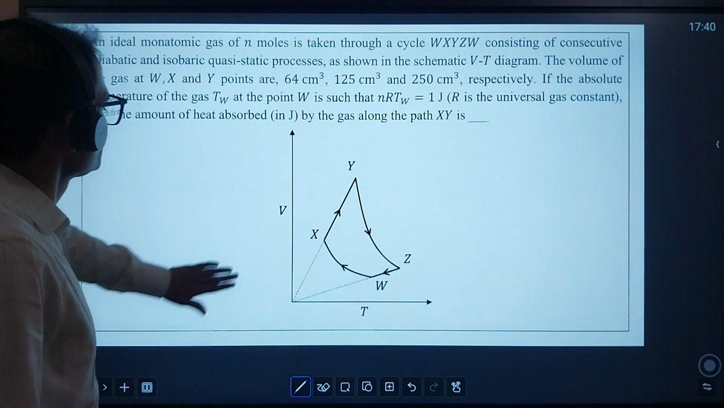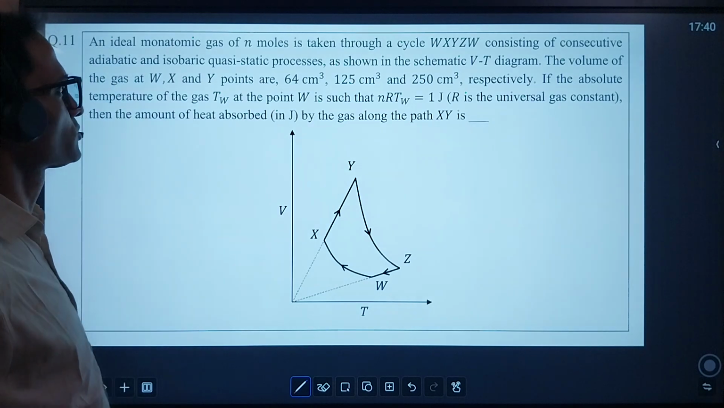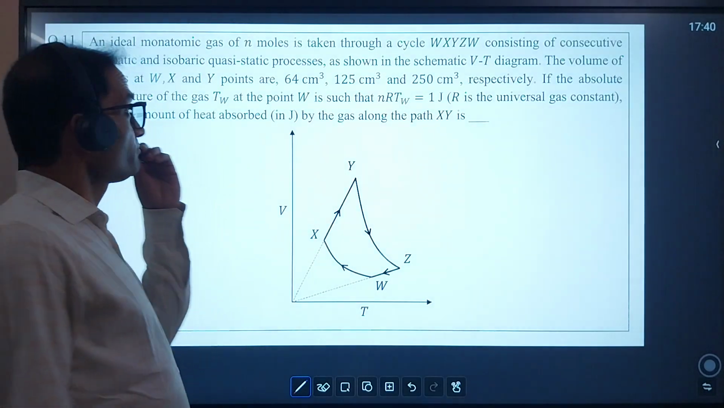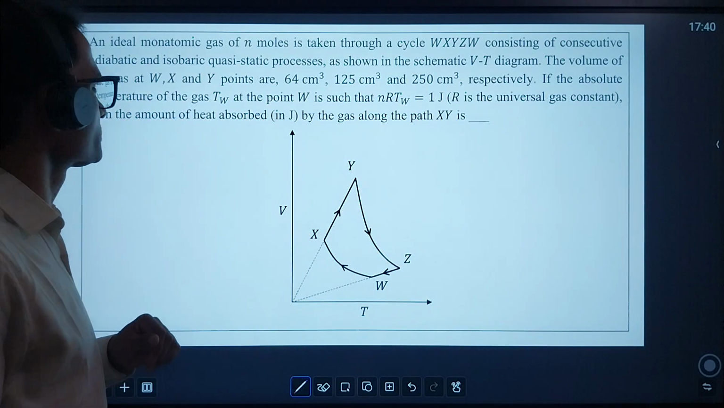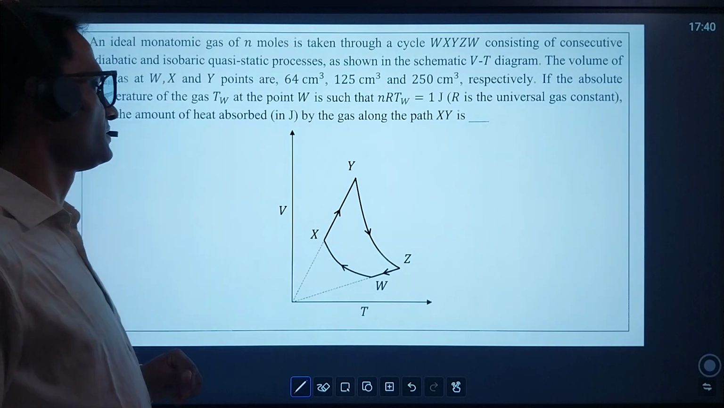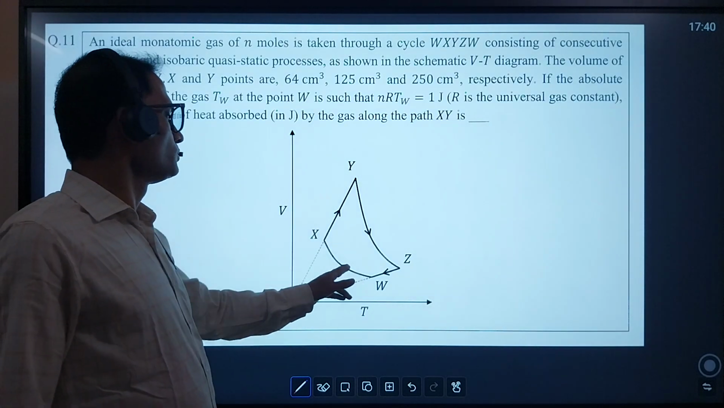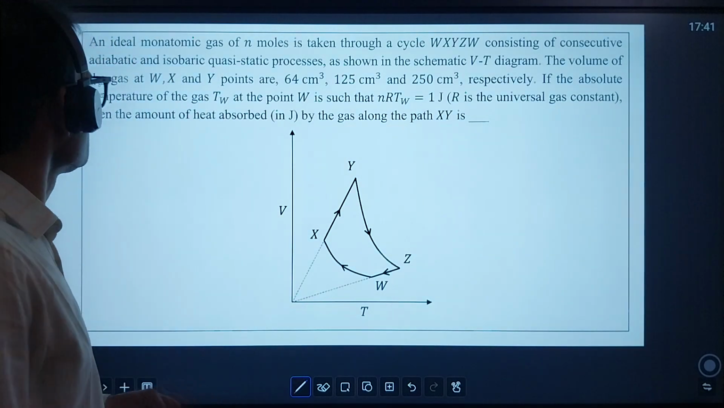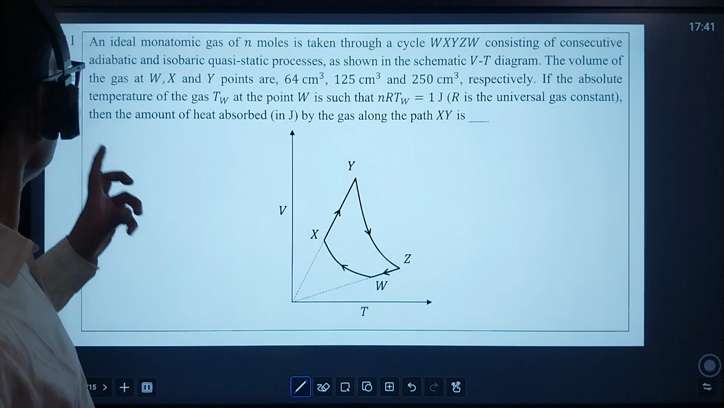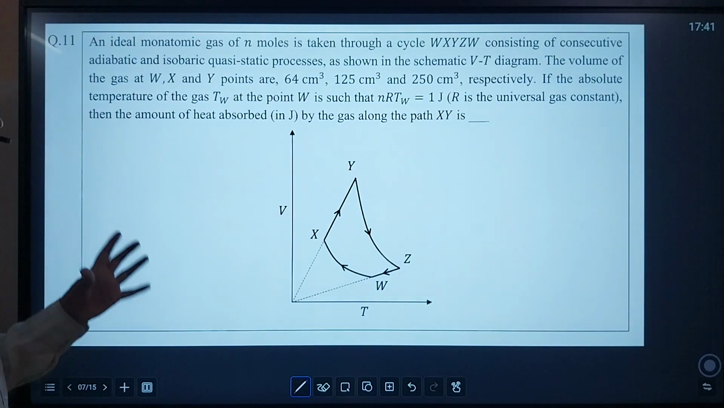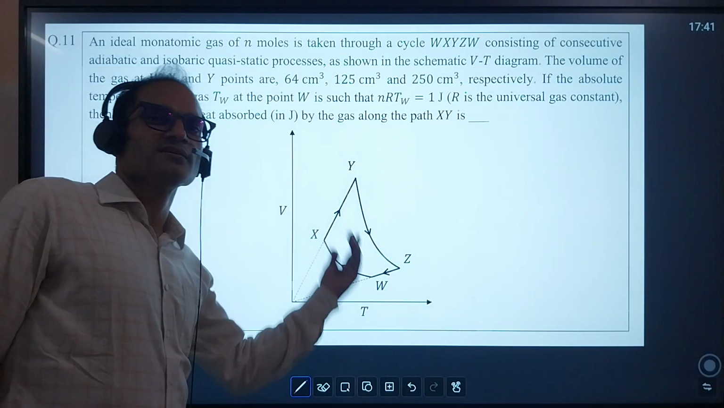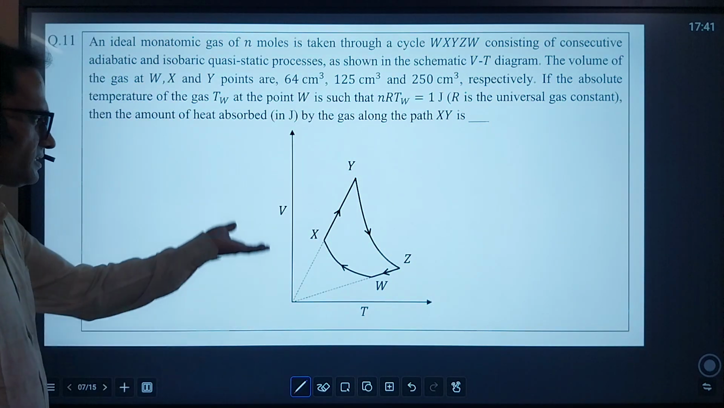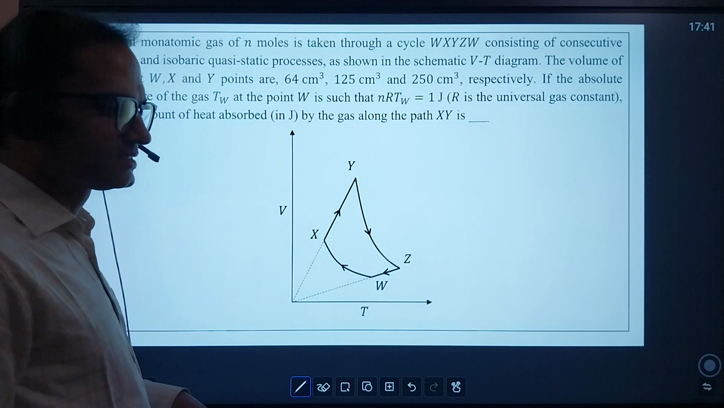Now this is the next question. This question will be slightly easy. We have an ideal monoatomic gas, n moles, and they are taking it through a cycle, and cycle starts from W, goes to X, Y, Z, and returns to W. They are adiabatic and isobaric quasi-static processes. They are either adiabatic or isobaric. Let us see which one is adiabatic and which one is isobaric.